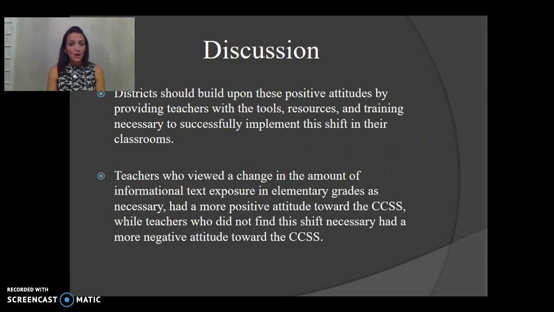These attitudes should continue to be viewed as relevant and important and influential to districts across the state of New York and also districts outside of New York that are also implementing this instructional shift.